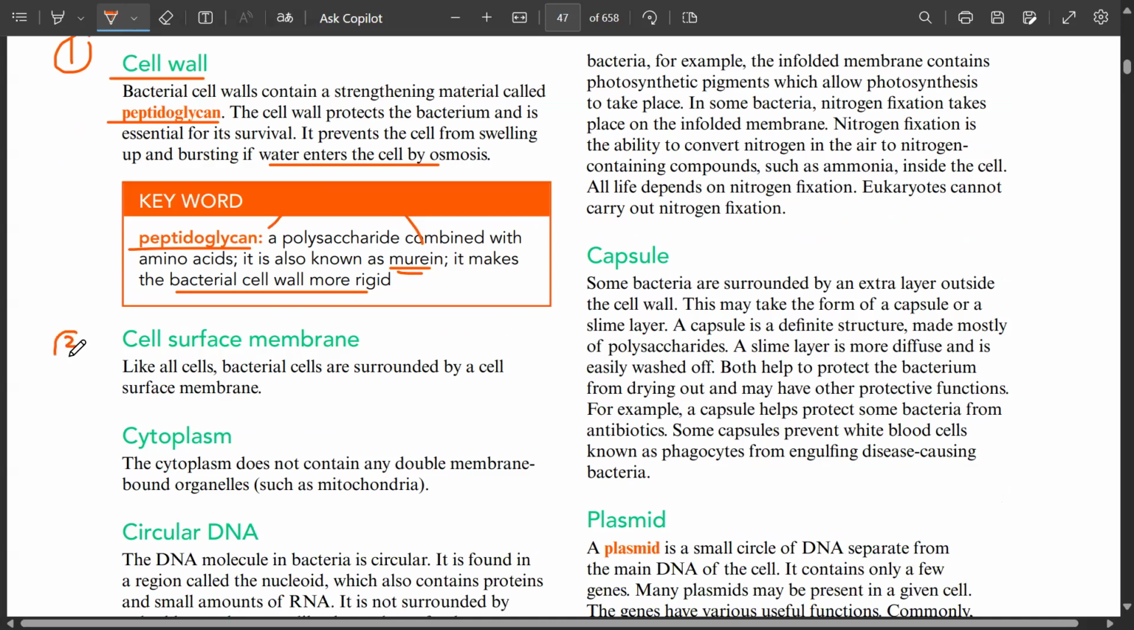Then the second structure was the cell surface membrane. Like all cells, bacterial cells are surrounded by a cell surface membrane. It is a partially permeable membrane. And what does a partially permeable membrane mean?